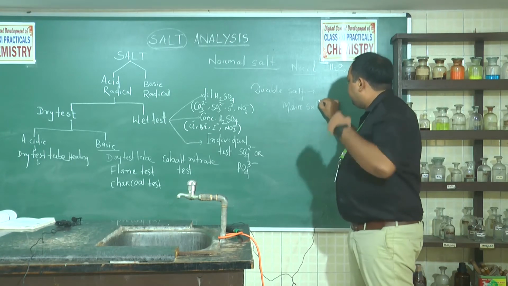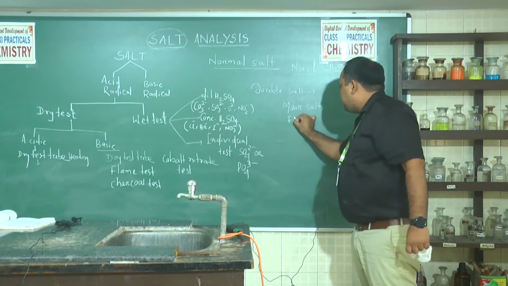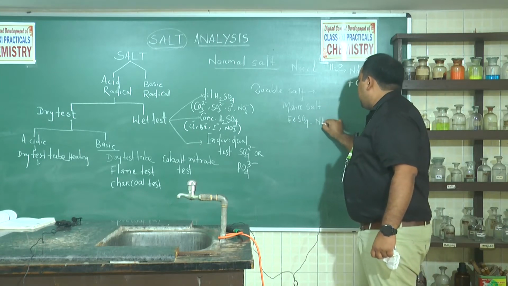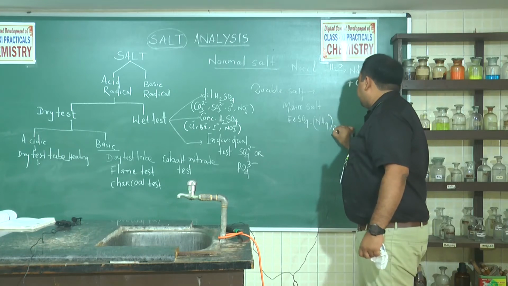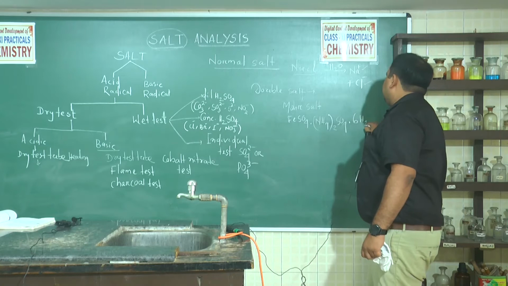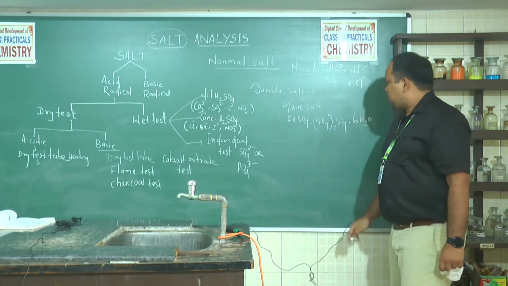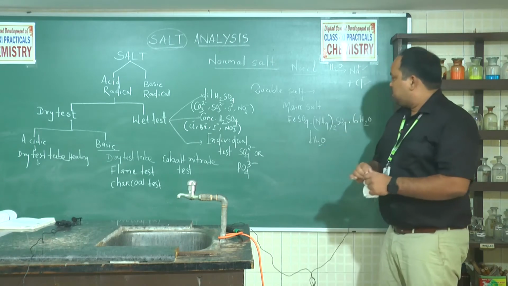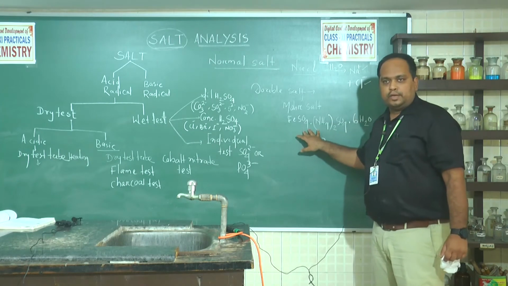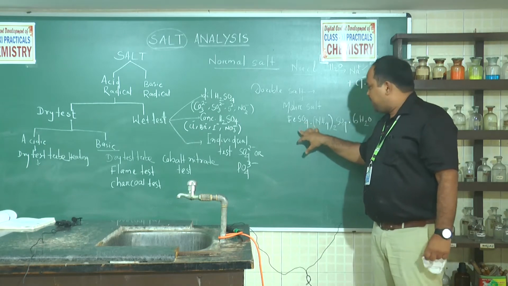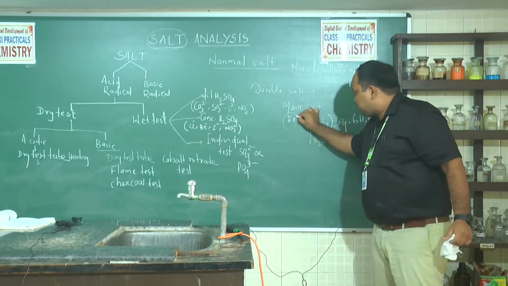Mohr's salt. The example is FeSO4, ammonium sulfate, dot 6H2O, this is the formula of that. When you put it in water, in aqueous solution, it is completely dissociated into its constituent ions.